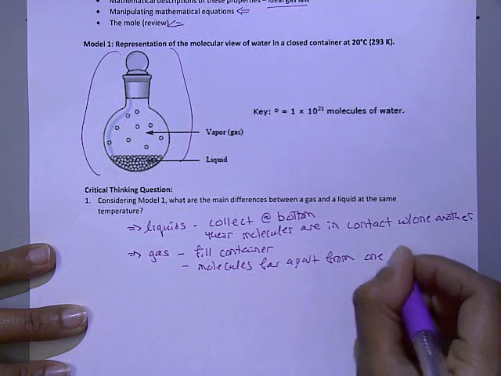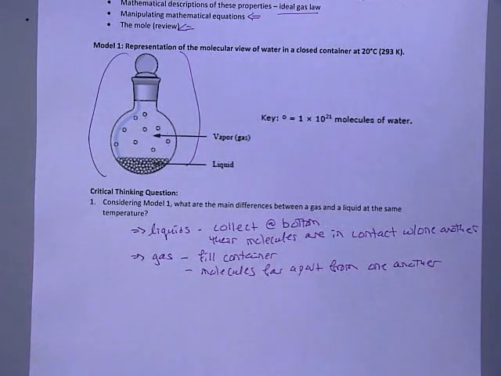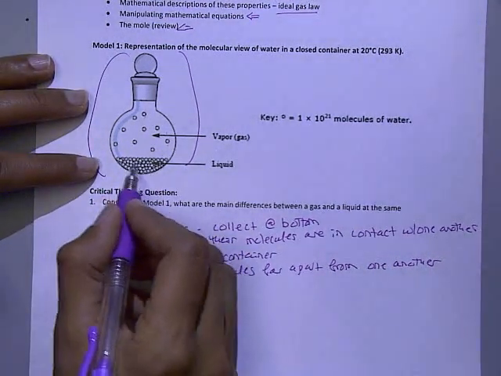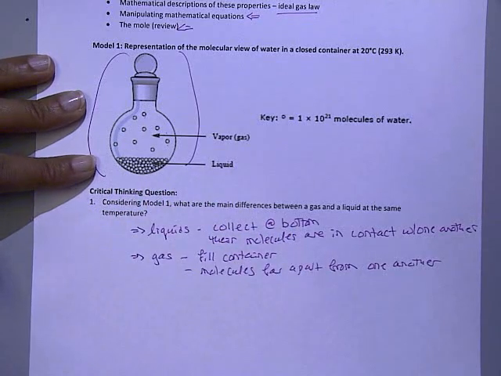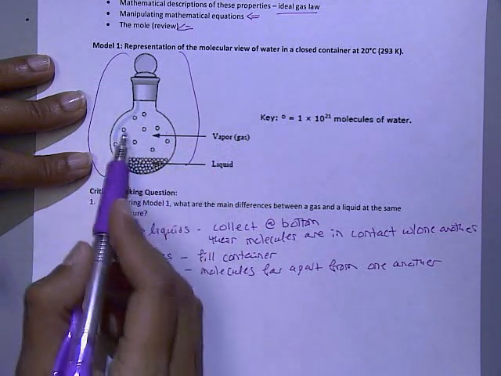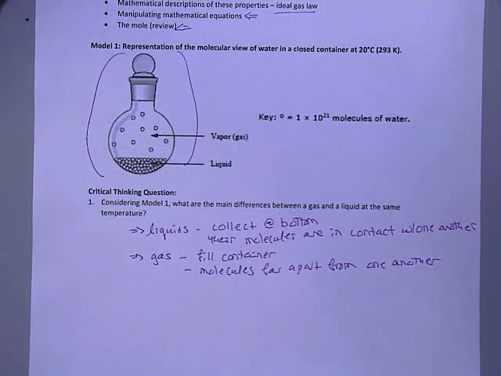This is what we've been referring to all along at the beginning of the semester. So again, liquids condense at the bottom, and the molecules are in touch with one another. With vapor, the molecules are filling the container, and they are far apart from one another. Okay, let's take this a step higher.